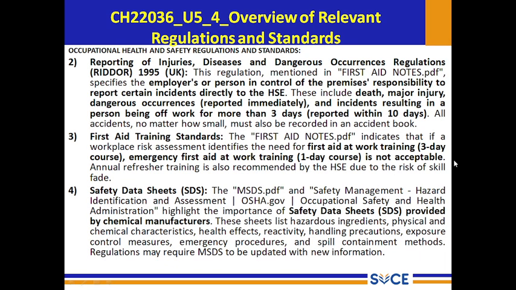These include deaths, major injuries, and dangerous occurrences, which should be reported immediately, and incidents resulting in a person being off work for more than 3 days, reported within 10 days. All accidents, no matter how small, must be recorded in an accident book and submitted to the HSE, that is, the Health and Safety Executive.